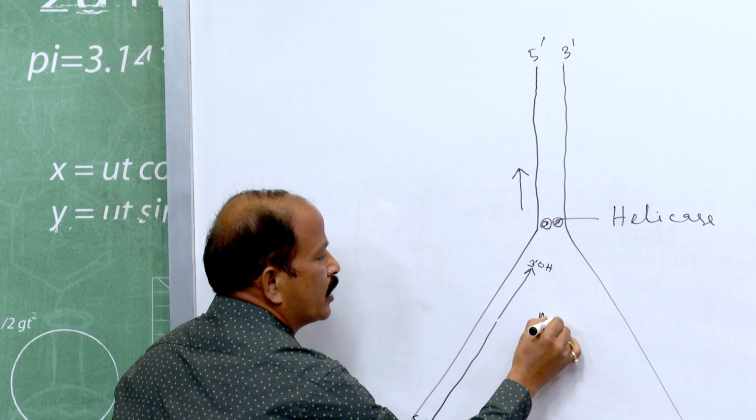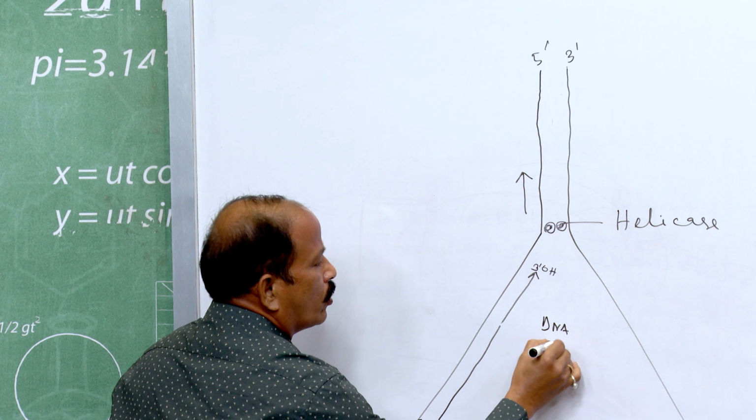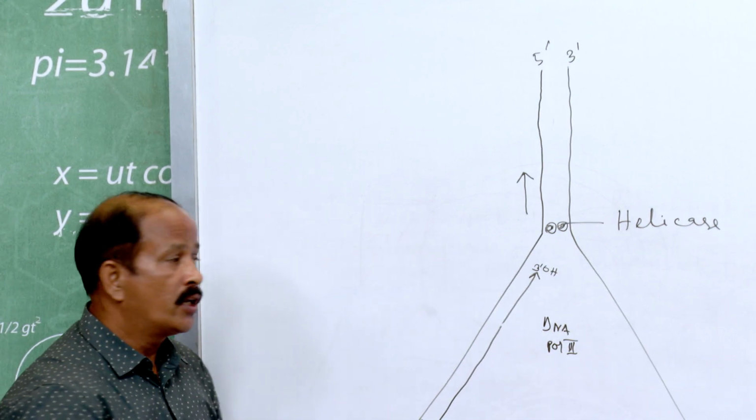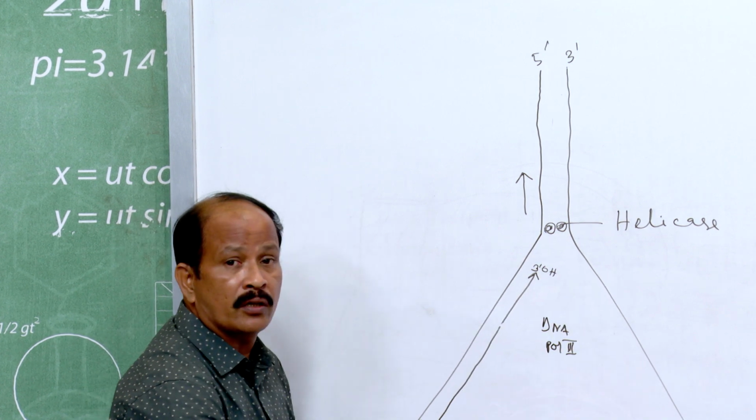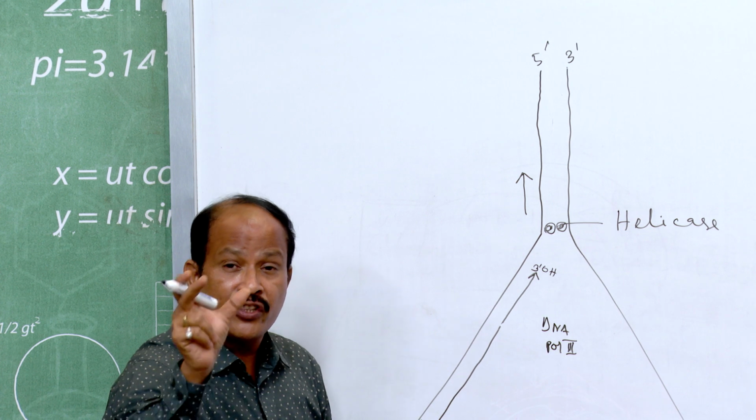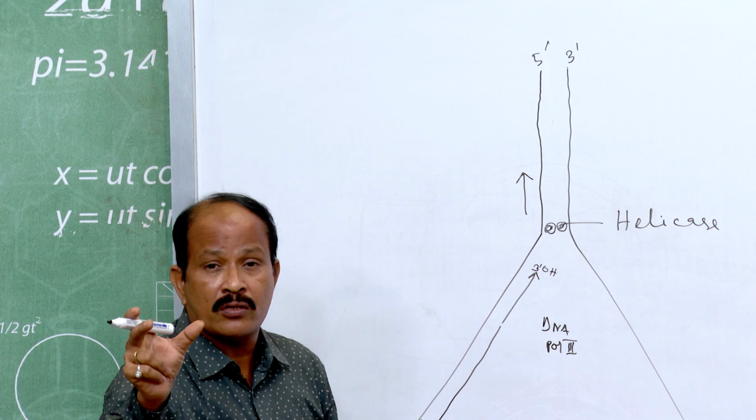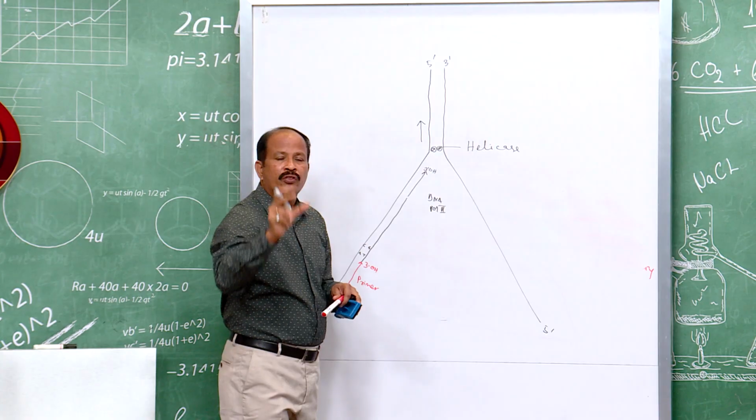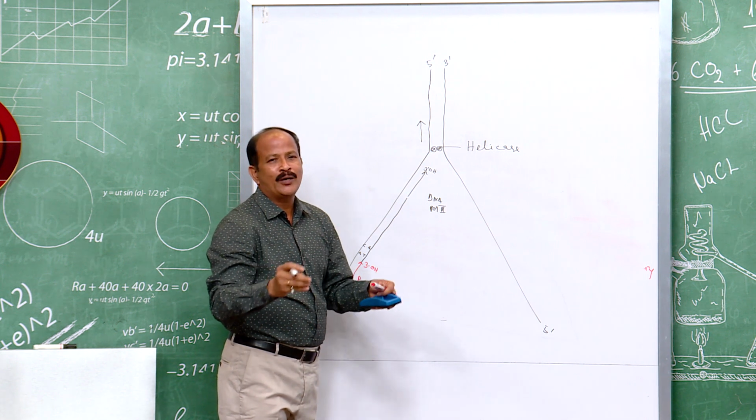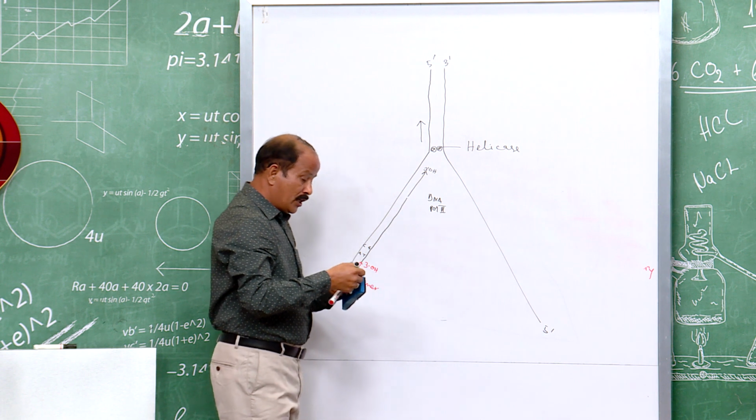Now, I want to mention how the other strand is synthesized. It is not synthesized continuously, it is synthesized discontinuously. It is synthesized as patches, as small segments. Then these small segments are subsequently joined by other enzymes. This is very interesting.